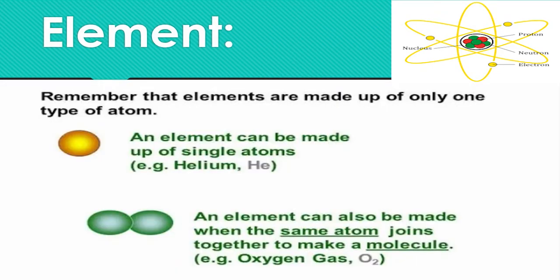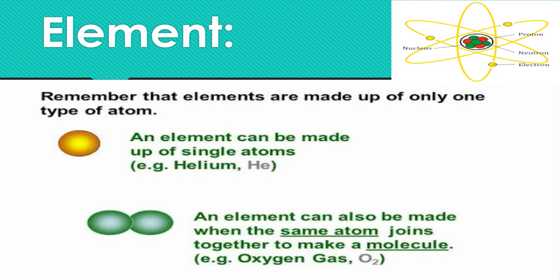Our next term is element. Now, an element is a substance which cannot be broken down into simpler substances by any ordinary chemical method. Here are some examples of elements: hydrogen, helium, carbon, oxygen, sodium, etc.